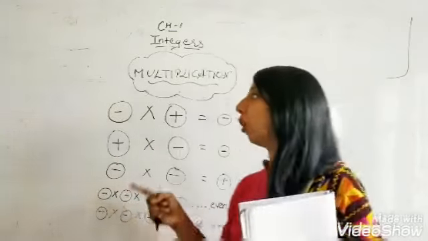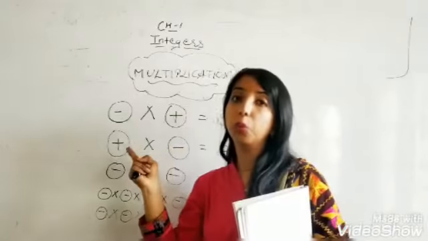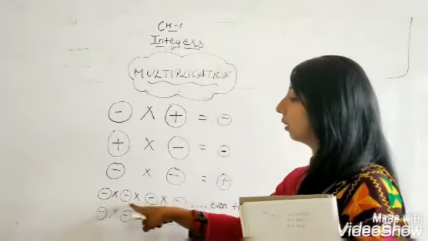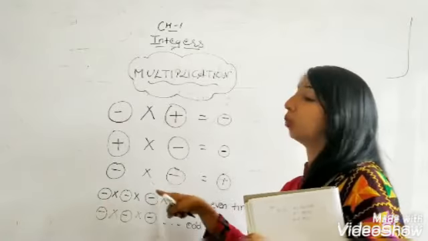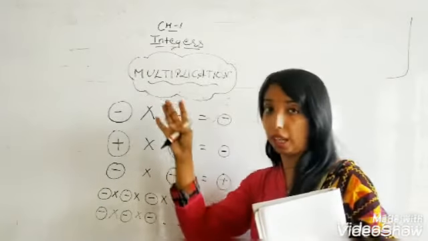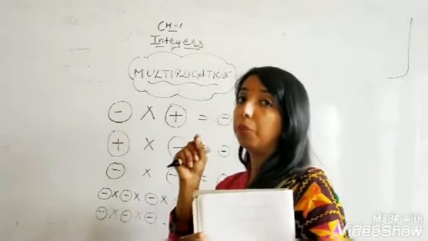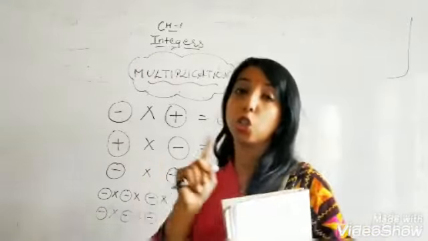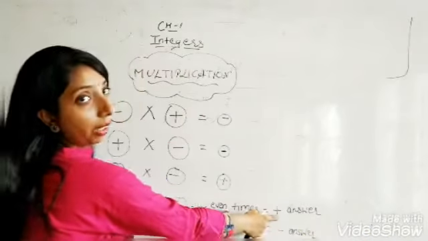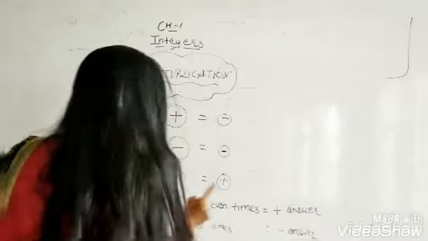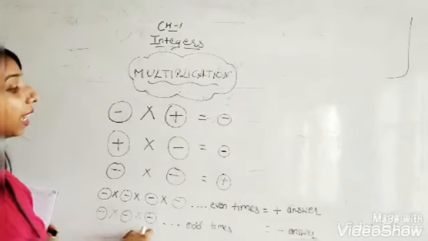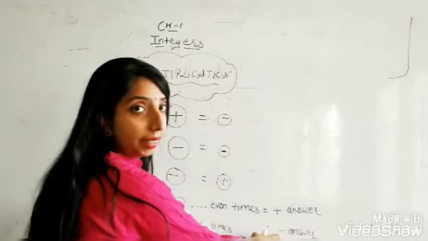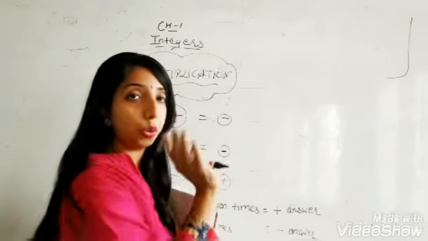One very important thing you have to see is that this time you will not get only two numbers to multiply, you will get many numbers. If you are getting numbers like negative into negative into negative into negative, and many numbers are there, then if this negative sign is even times, your answer will get a positive sign. And if this negative sign is odd times, then your answer will be negative. Okay, I hope you got this.